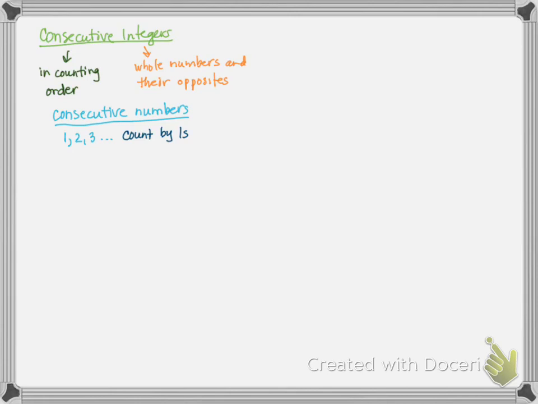The second grouping gets a little bit more intense. These would be consecutive odd integers. So that would be like 11, 13, 15. Okay? And what you're doing is you're counting by twos.